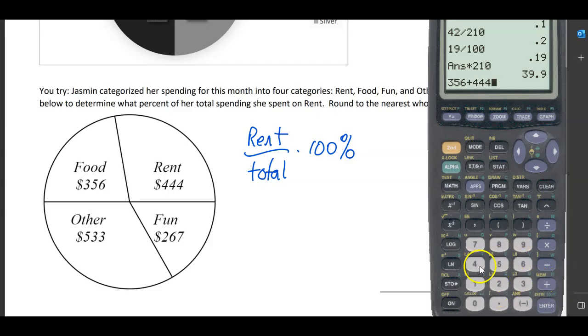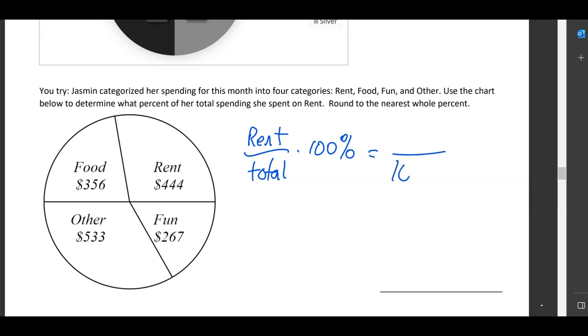So we add up the individual categories. $1,600. And now we can figure out how much she spent on rent, $444.